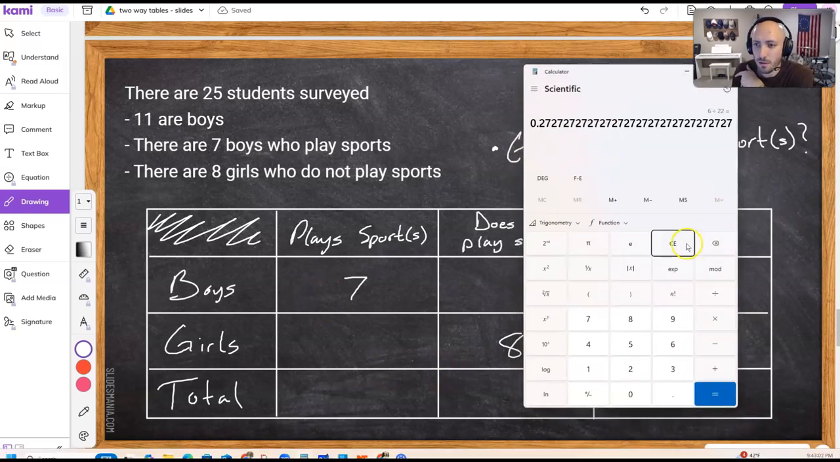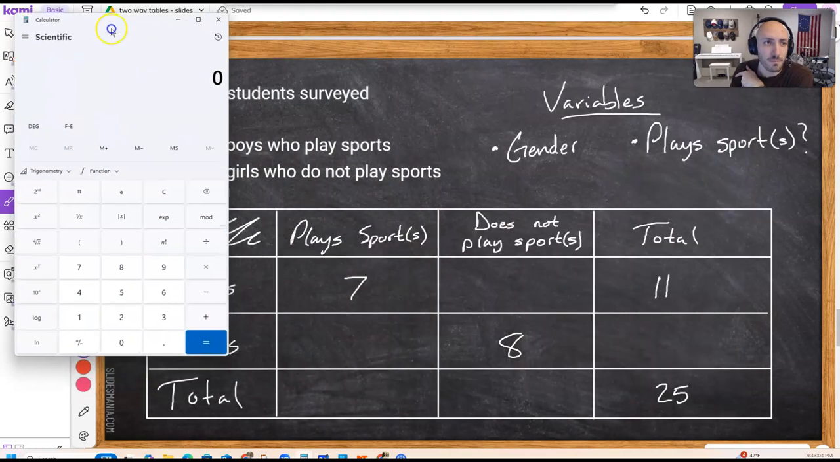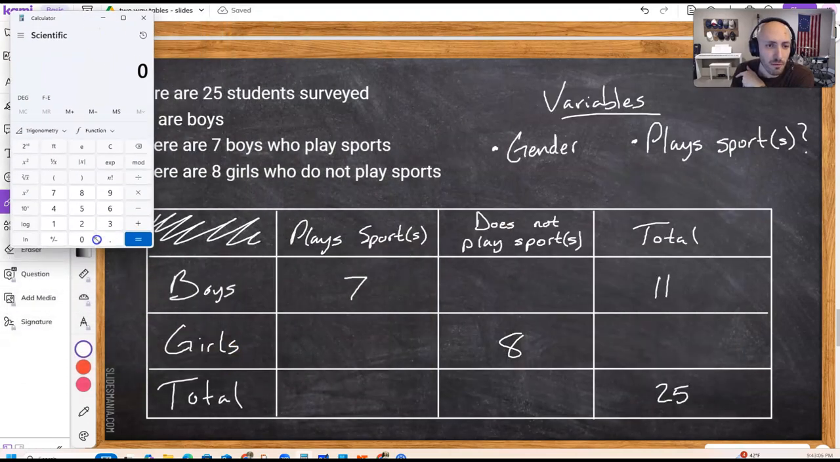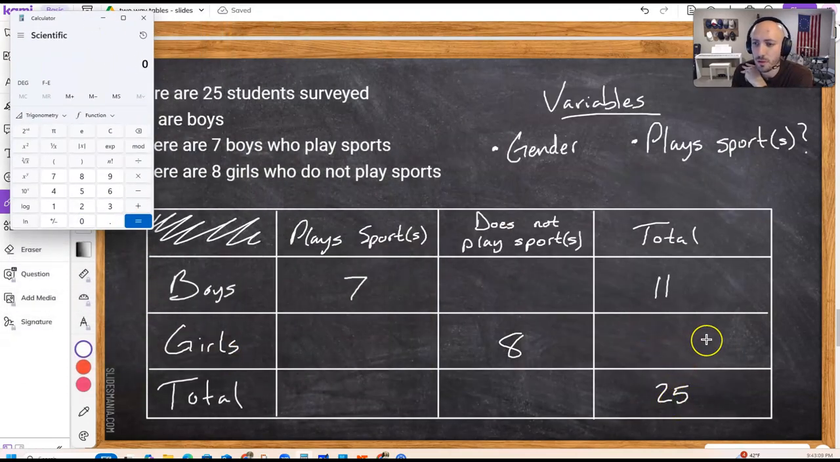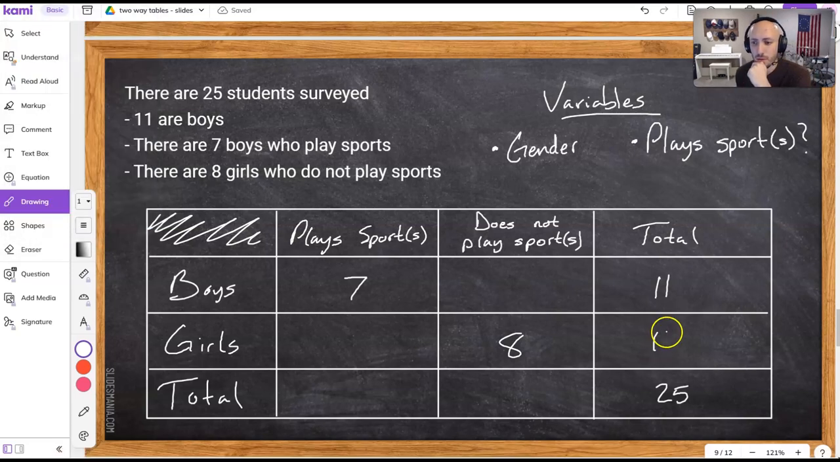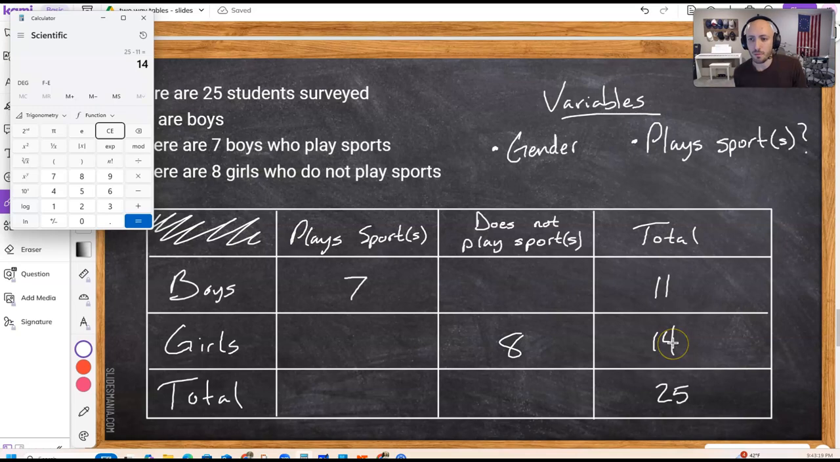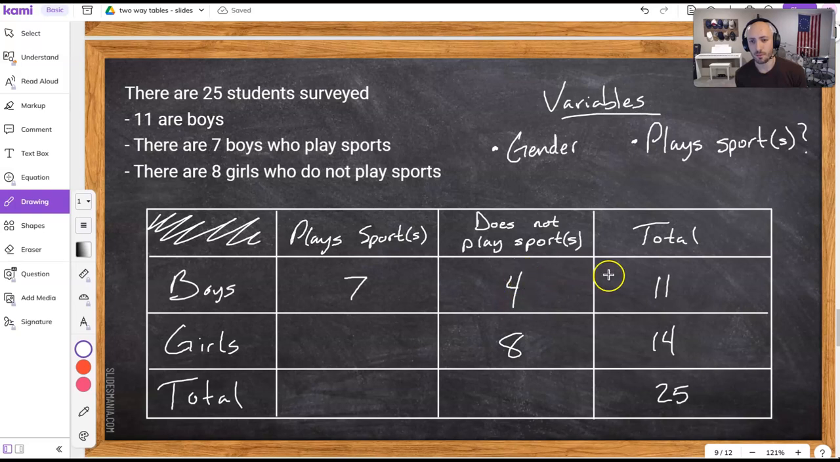So I'm going to pull up a calculator just so I don't get anything wrong. If we have 25 students total and there are 11 boys, well, that means that the number of girls is 25 minus 11. So there are 14 girls. Okay, cool. So we got that one. Next we can look at this boys row here. If there are 11 total boys and 7 play sports, that means that 4 of them do not play sports. Those are the only 2 options here.